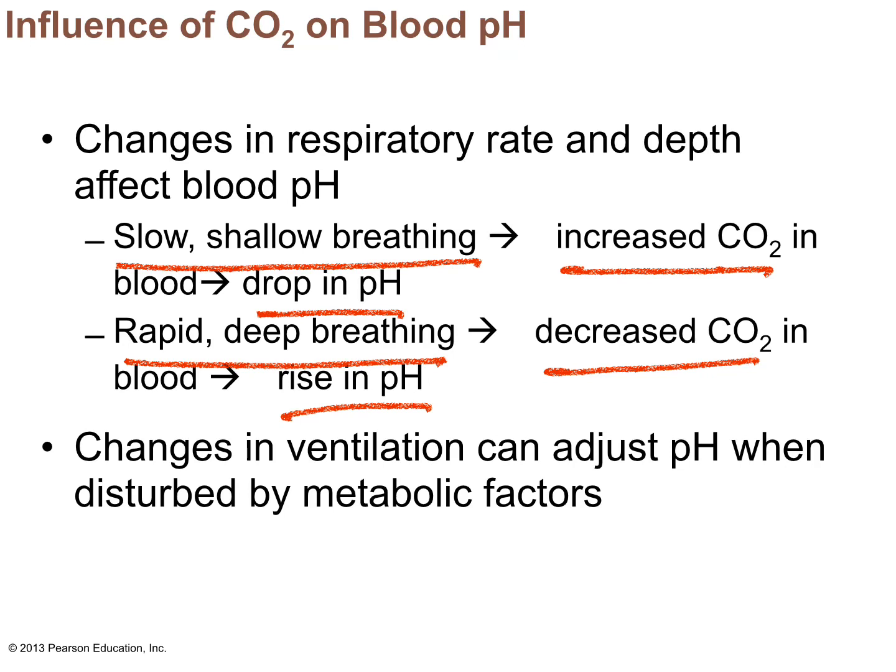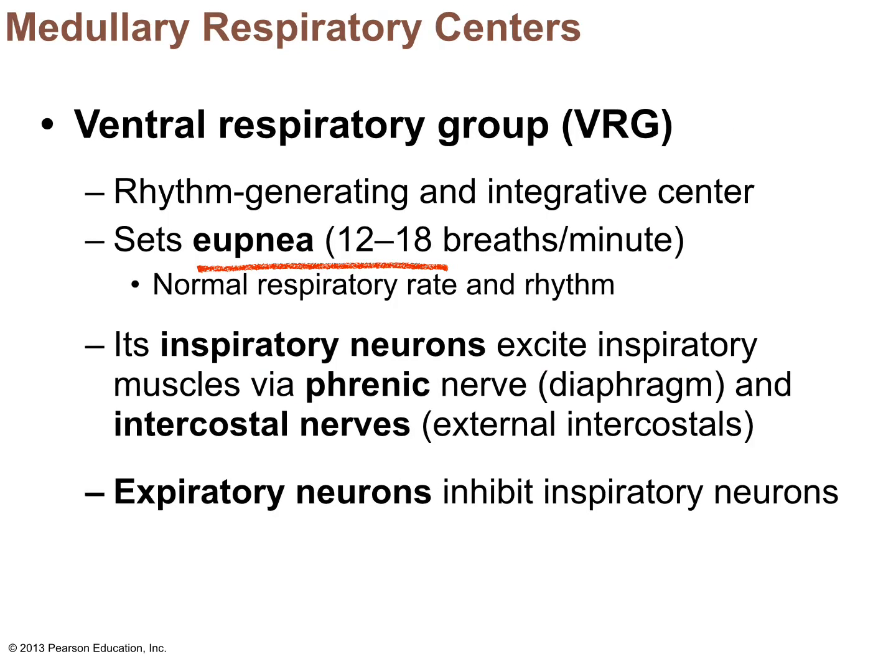An easy way to remember this is when you're breathing for exercise, right, these deep, rapid breaths, you're not trying to get oxygen in, you're trying to flush carbon dioxide out. So that's an easy way to remember which one does which. Now, neurological control of respiration, we have two groups in the medulla. One is called the ventral respiratory group. This is going to control your normal breathing rate, called eupnea. EU means good, PNE means breath.